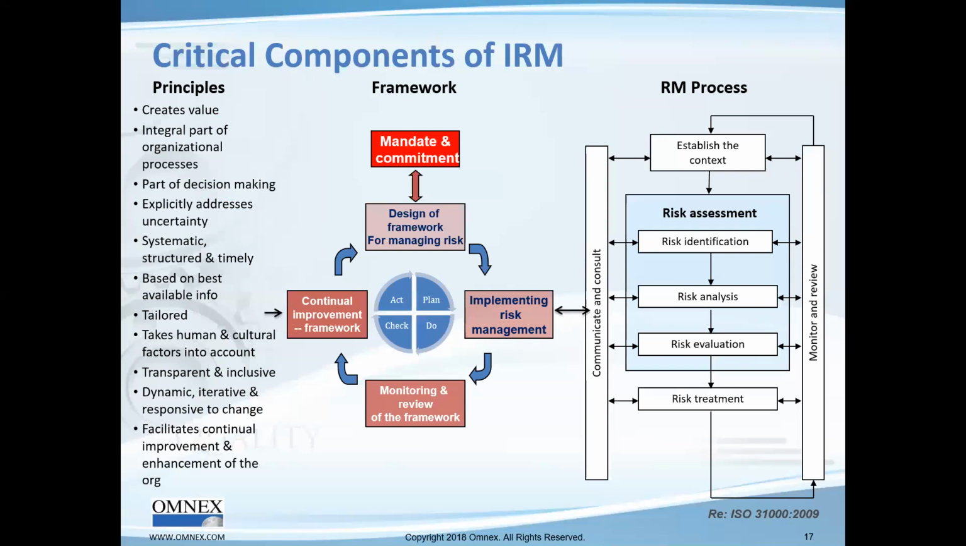Consequently, ISO 9001 says we have to have risk-based thinking. It has to explicitly address uncertainty. It has to be systematic, structured, and timely, based upon the best available information, and take human and cultural factors into account. That's the reason why, if we look on the right-hand side, we see that risk management says we need to establish the context. That is an integral part of the management standards that ISO is now generating. It's got to be dynamic, iterative, and responsive to changes. It has to facilitate continual improvement and enhancement of the organization.